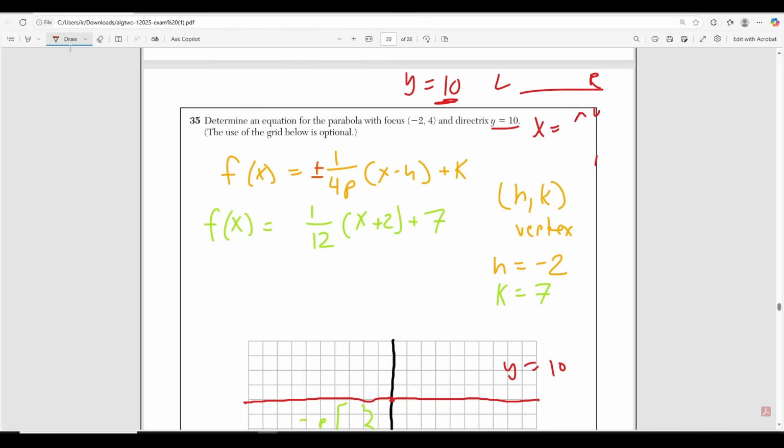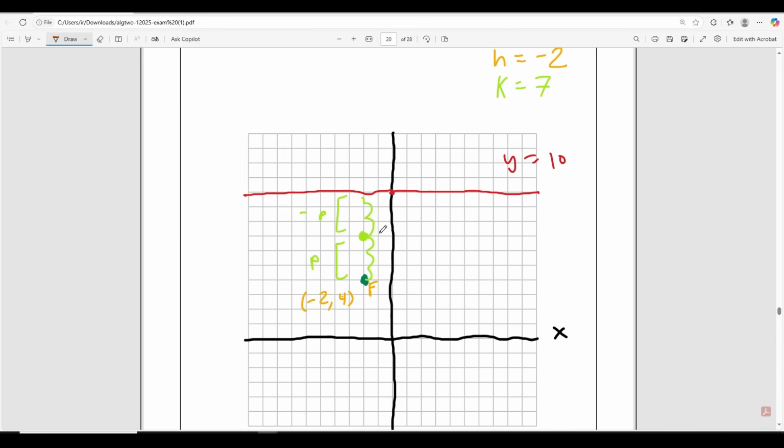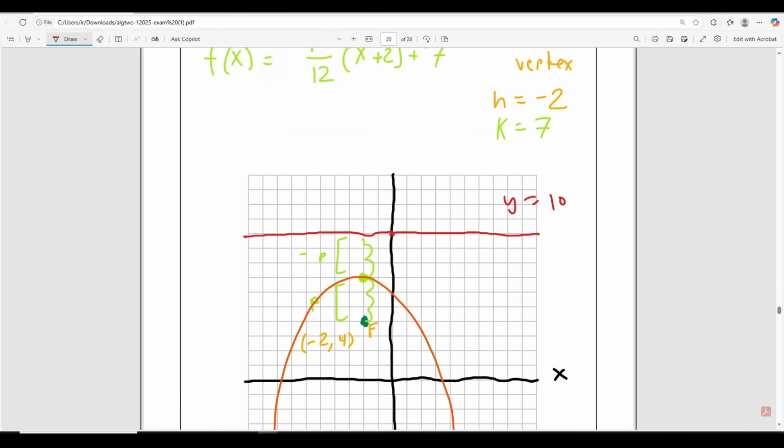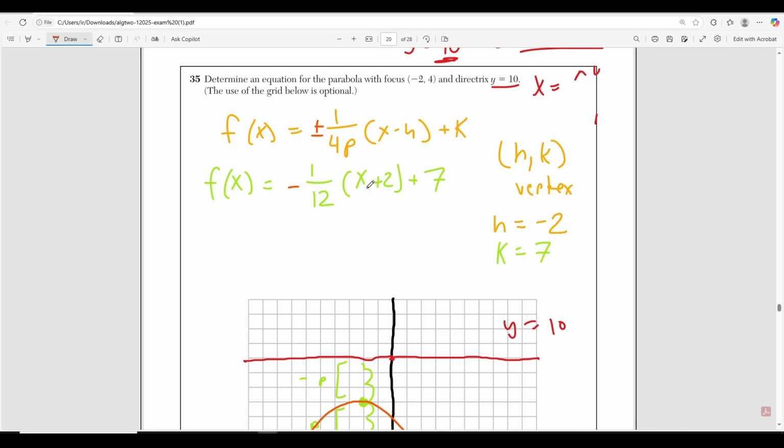So in this case, we can see here the only way that you can draw this line without it passing through the directrix is if it's frowning and facing like this. So that has to be our line, which means that it has to be negative 1 over 12 times x plus 2 plus 7, which is going to be the correct answer here.